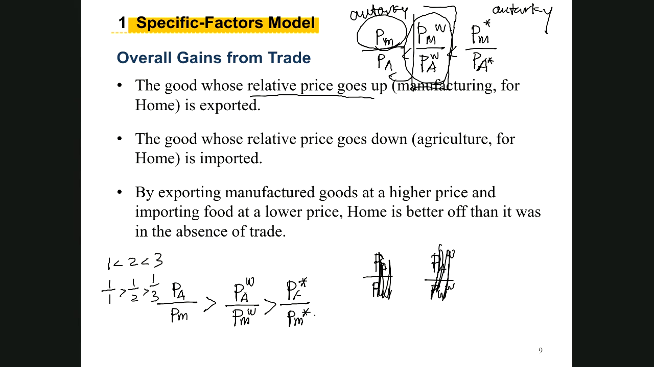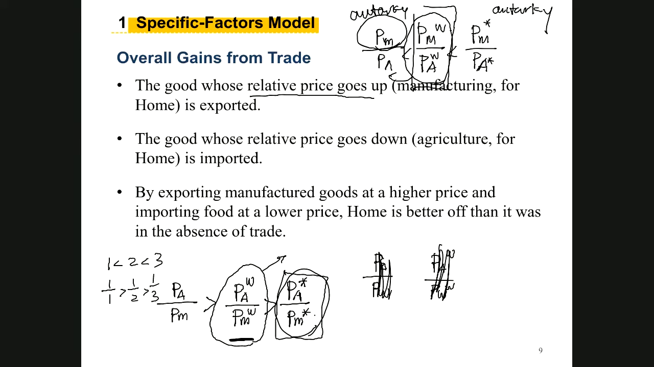Right, the reciprocal, you have to flip your inequality sign. So why does the foreign country have to export the agricultural goods? Simply because after free trade, the price of the agricultural good is better than when they are in the autarky regime. Right? So as you can see, both countries have the incentive to trade with each other.